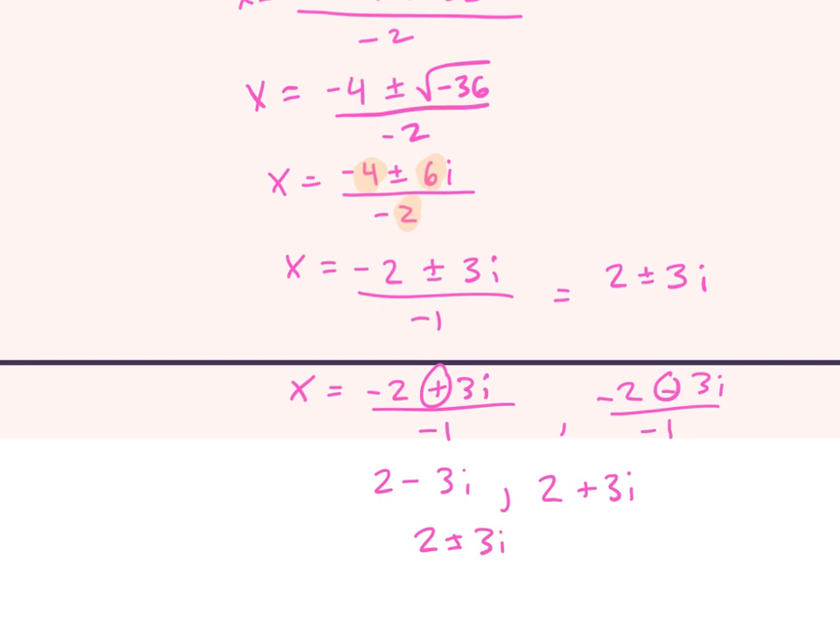So it may look like our plus or minus is not changing, but technically it is when we divide by negative 1. So our answer is 2 plus or minus 3i. So I just simplified to go from here to here.